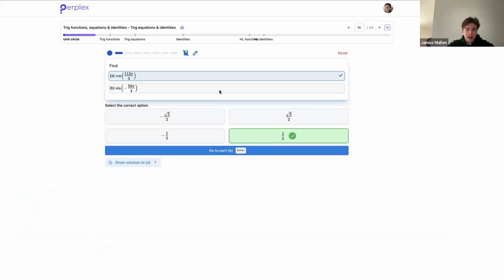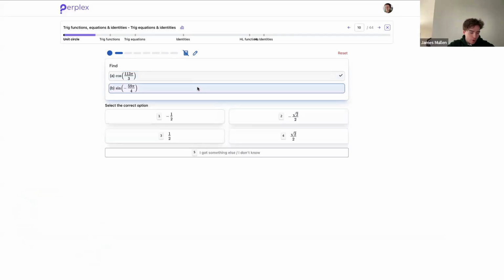Part B, we're looking for sine of negative 59 pi over 4. All right, so 59 pi over 4, I'm going to add multiples of 2 pi, which is the same as adding 8 pi over 4. And I'm going to just start by adding 8 times that, because 59 is pretty close to 64. So I'm going to do negative 59 pi over 4, and I'm going to turn that into 5 pi over 4, which is the same as pi plus pi over 4.